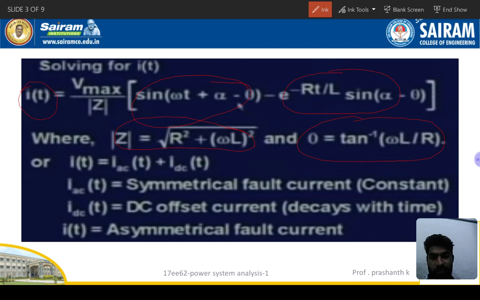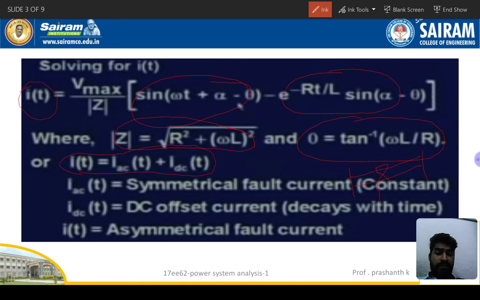If you want to find the fault current, we get i(t) equals the sum of the IAC and IDC components. If suddenly a fault occurs in the transmission lines, you will get AC components as well as DC offset components. For example, suppose a tree branch is falling on the transmission lines, with a pole and a transmission line running between poles. If the tree falls, a fault occurs, and the current rises to an extreme level. So that is a fault.